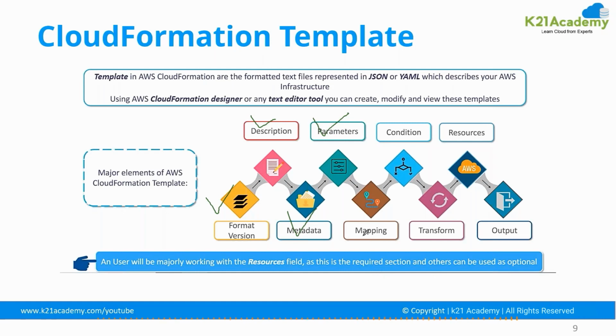We also have a mapping section. The mapping section is basically a key-value mapping. For example, if I want to create an EC2 virtual machine, there are several details I have to give, like your AMI ID, your instance type, your storage, your security groups, and your tagging. There are a lot of details I have to give.